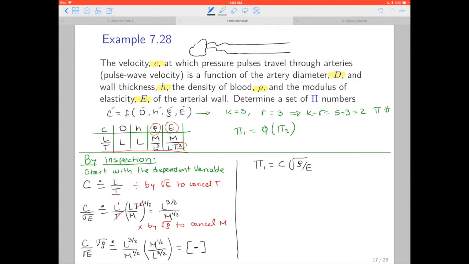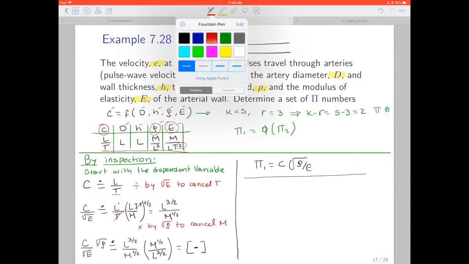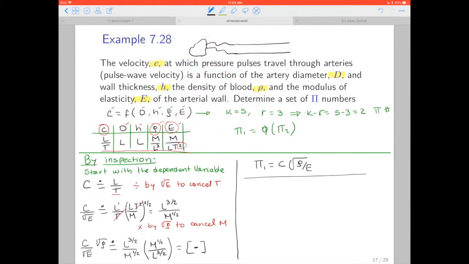So we should proceed in the same way with the rest of the variables that we have. So for pi 2, we need to involve the variables that are left. So let's have a look. We already used rho, e, and c. So we have d and we have h, and both are length. So we can very easily form our dimensionless quantity here. That's straightforward because both have the same dimension.